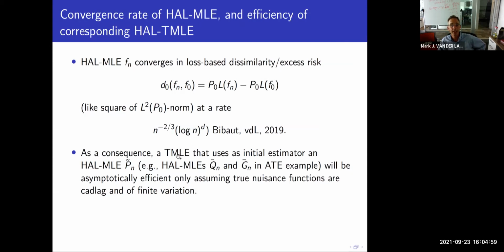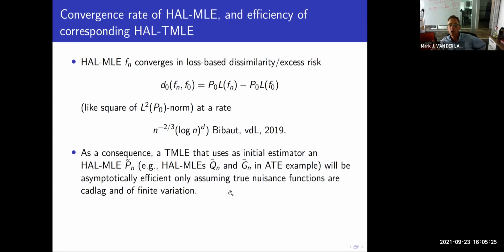So now we can say, as a consequence, a TMLE that uses an initial estimator, an HAL, a highly adaptive lasso, or a superlearner, including highly adaptive lasso as one of the candidates, for example, in the outcome regression and the propensity score fitted with GLMnet with this very high dimensional basis, then we will be asymptotically efficient because the condition is now true. The remainder is n to the minus 2/3, which is faster than n to the minus 1/2.